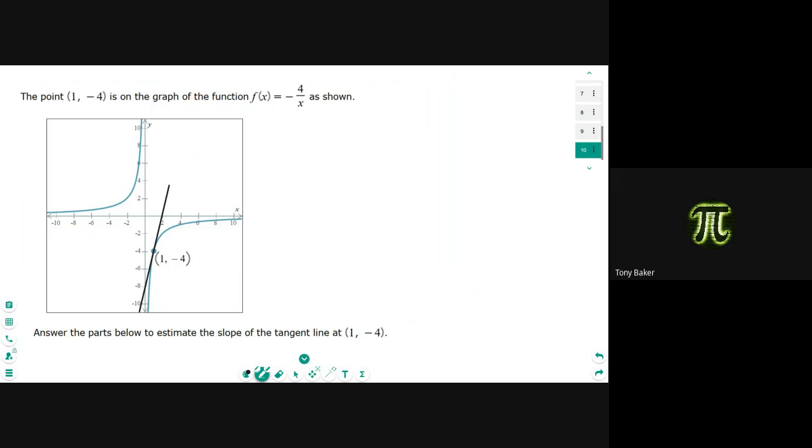Because for it to be a tangent line, it's got to touch it and not actually go through. That means it would have the same slope. It would be basically parallel at that point, right? And if you remember back to geometry, parallel lines have the same slope.